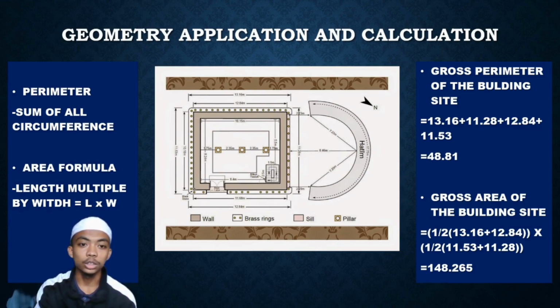The calculation is open bracket 1/2 open bracket again 13.1 plus 11.84 close bracket and close bracket again, times open bracket 1/2 open bracket again 11.53 plus 11.28 close bracket and close bracket again. The calculation is equal to 148.26.